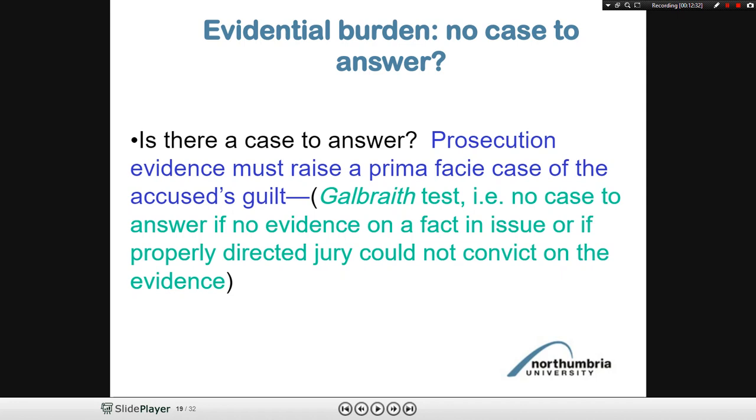So, evidential burden, no case to answer. Is there a case to answer? Prosecution evidence must raise a prima facie case of the accused's guilt. Galbraith test: for example, no case to answer if there is no evidence on a fact in issue, or if a properly directed jury could not convict on the evidence.